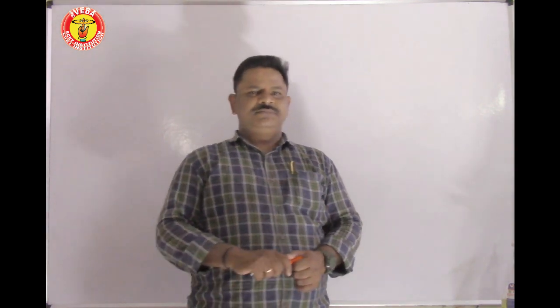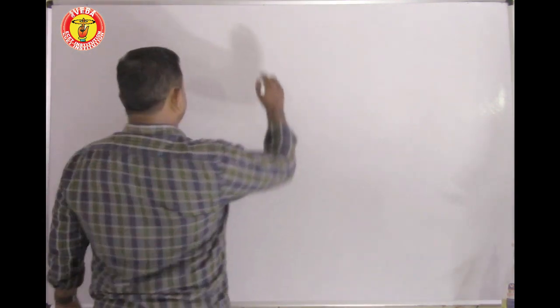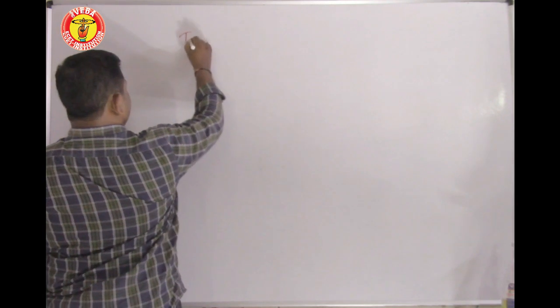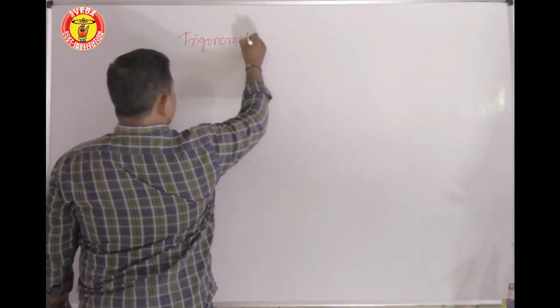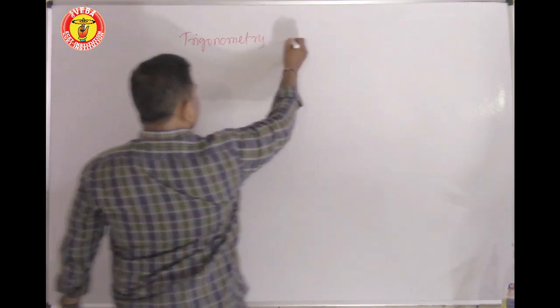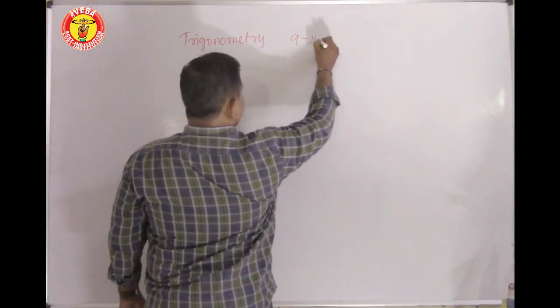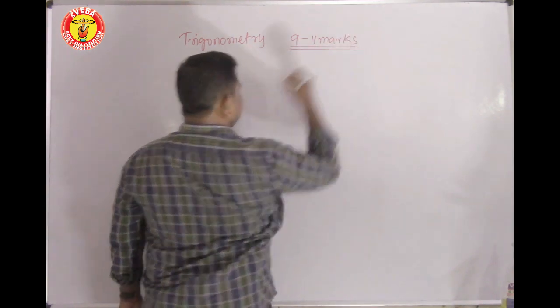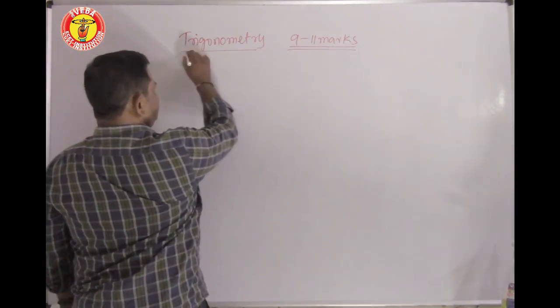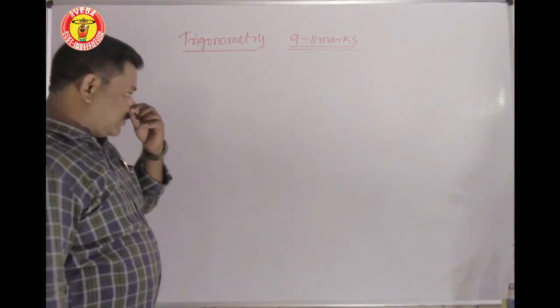The trigonometry unit will carry in your ECET examination. Trigonometry will carry 9 to 11 marks.